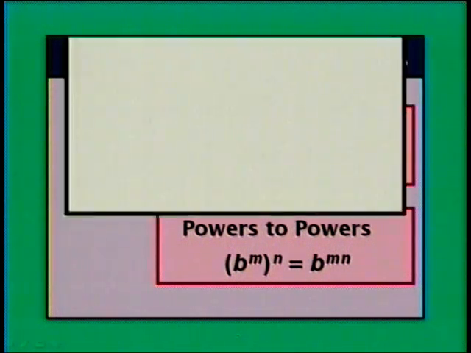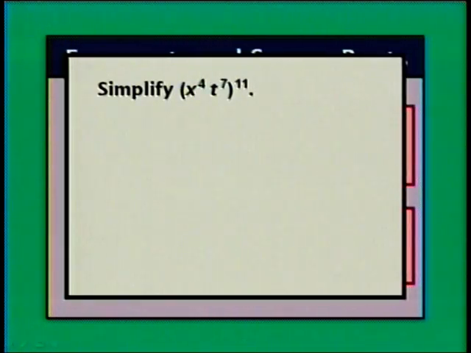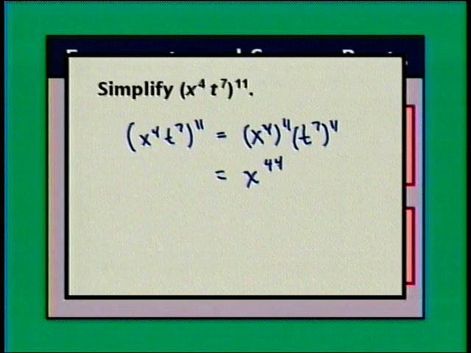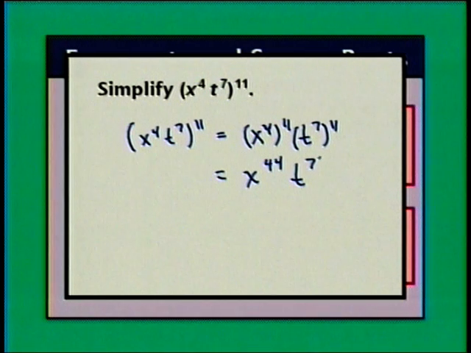Let's see some examples. Let's simplify x to the 4th times t to the 7th, all raised to the 11th power. So the first thing I'm going to do is use my product rule that says that I can distribute this exponent of 11 to both factors in the product. Now I'm going to use my power to a power rule that says that x to the 4th to the 11th can be simplified by multiplying the exponents of 4 and 11, and t to the 7th to the 11th can be simplified by multiplying the exponents of 7 and 11.